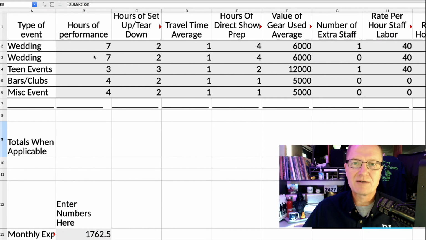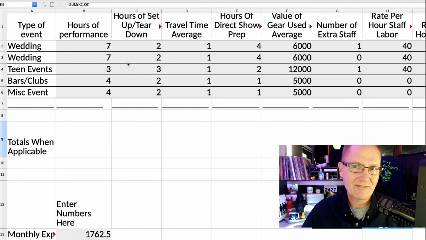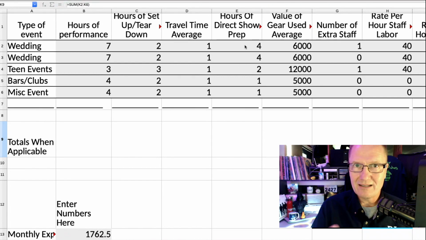What we have right here is I want to try to figure out the time, the talent time, and the labor involved with it. So for performance, for weddings, the 7-hour performance, 2 hours for setup and teardown, allocating 1 hour for travel, and then show prep: getting things loaded, cleaned, ready to go, and then music lists and all those different things. You add all of those up, you end up with 14 hours basically for the talent or the owner.